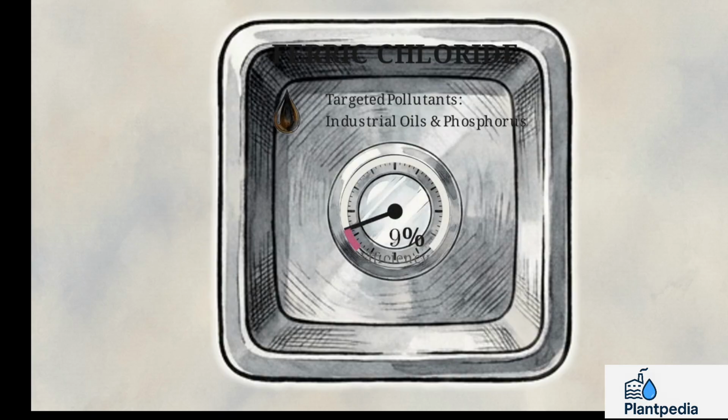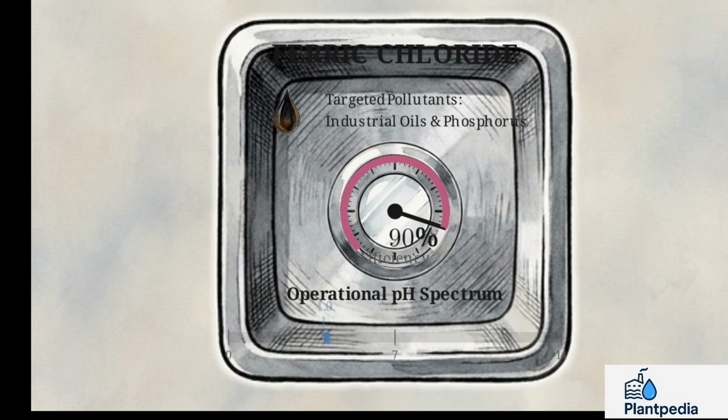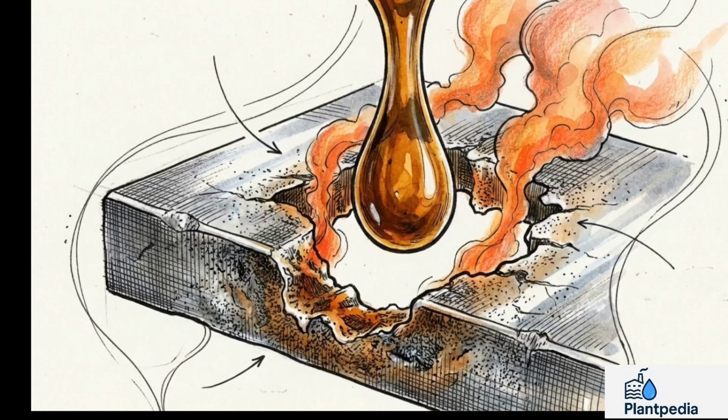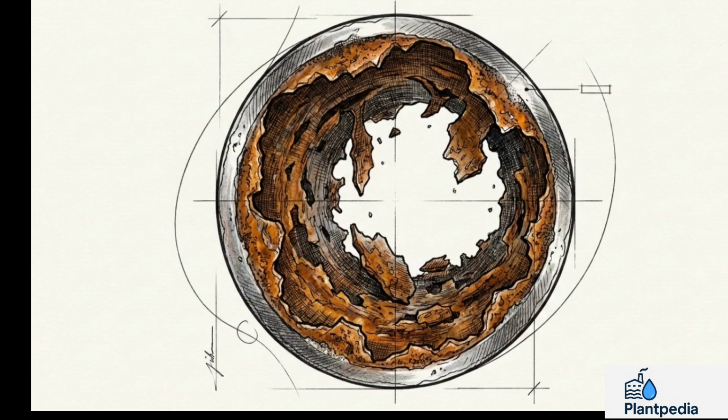Looking at the dashboard, you can see ferric chloride's operational flexibility. It remains active across a massive pH spectrum, functioning anywhere from 4.0 to 11.0. Within that wide band, it sustains a high efficiency rating, removing up to 90% of its targeted industrial pollutants. But it introduces a severe operational danger. Ferric chloride is highly corrosive.